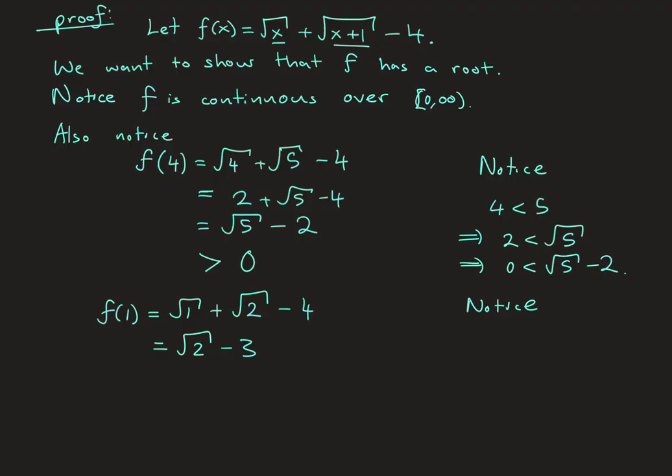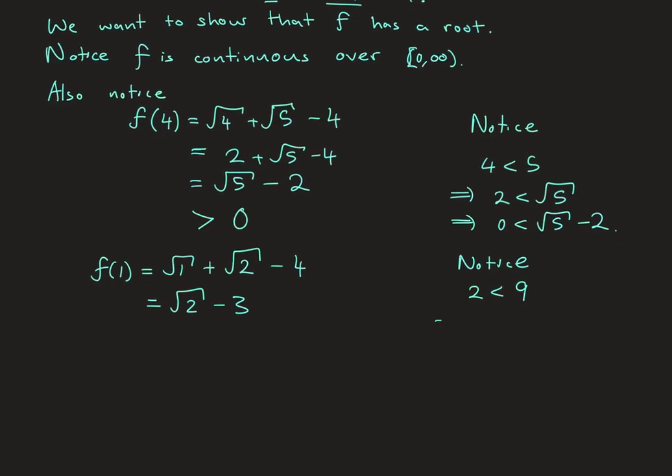Notice that 2 is less than 9, which implies the square root of 2 is less than 3, taking roots on both sides, which implies the square root of 2 minus 3 is less than 0. So that means this guy is less than 0. So I know, therefore, f of 1 is less than 0, which is less than f of 4.